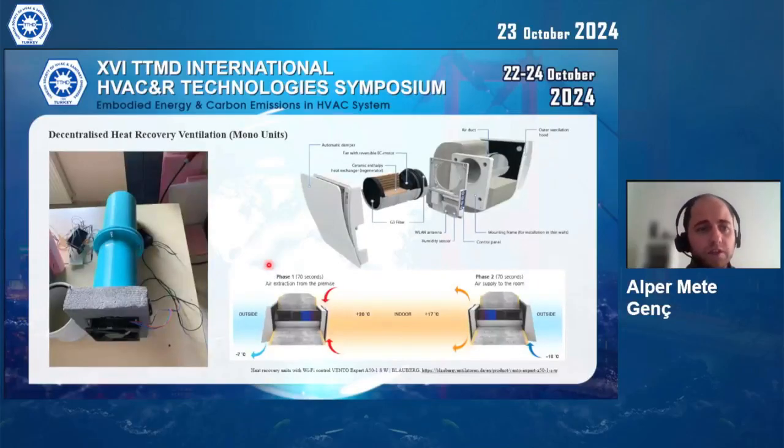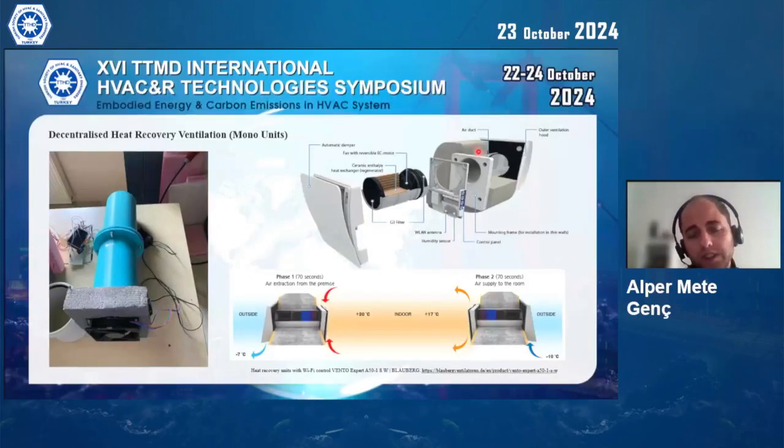Decentralized heat recovery ventilation units. Mono units, which are used as decentralized heat recovery ventilation devices due to their small scale compared to standard ventilation devices, are generally used in residential applications and meet the ventilation needs of one room or one office. And they are compact and easily mounted on a wall or a window and do not require air ducts.